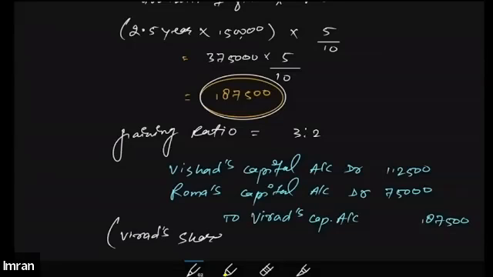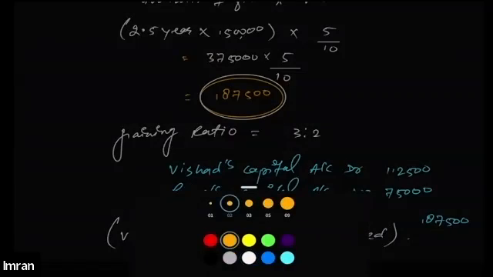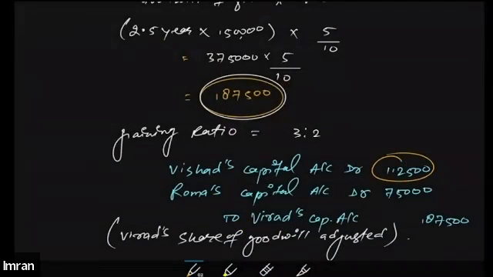Virat's share of goodwill adjusted in the gaining ratio. I hope you understand this point, everyone. Is it clear? Yes or no? Yes, sir. Okay. It's clear. All right. Now just quickly transfer these values to the partners' capital. Oh, sorry, Virat's capital account. So for that purpose, see, this value will be recorded on the credit side of Virat's capital account. This value will also be recorded on the credit side of Virat's capital account.